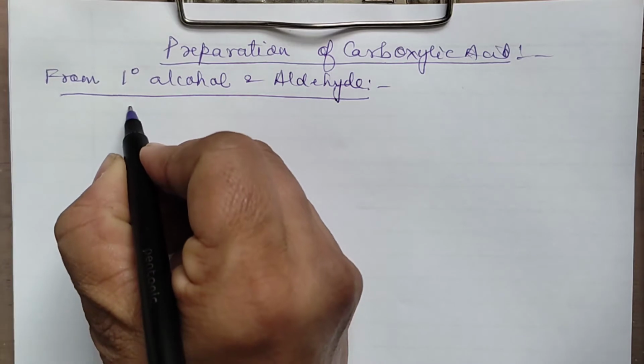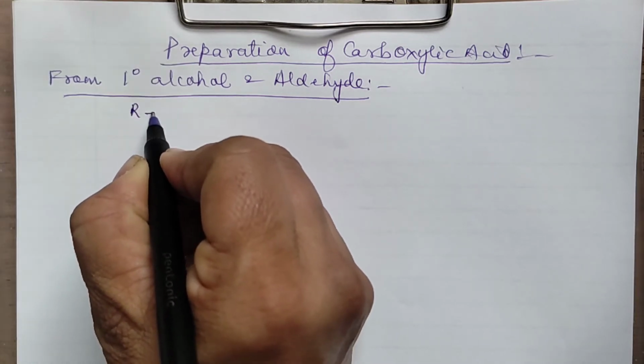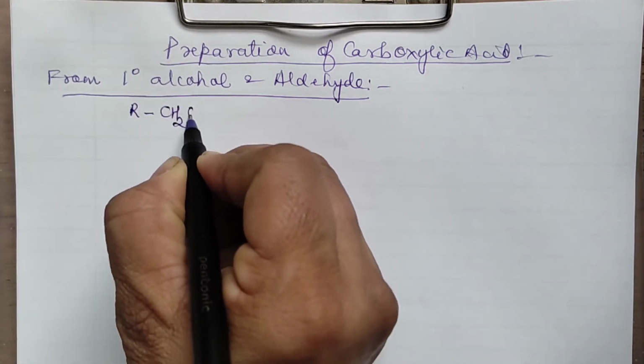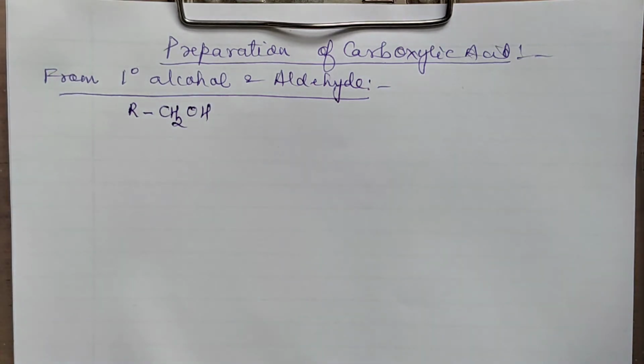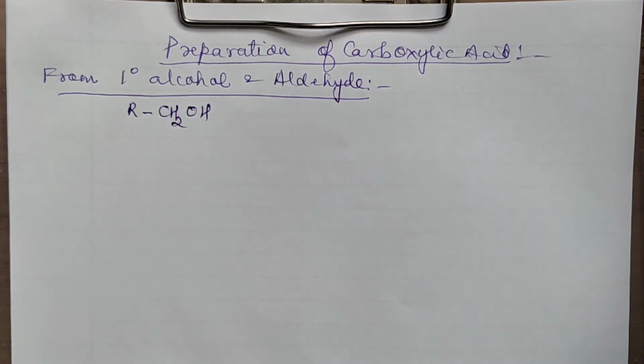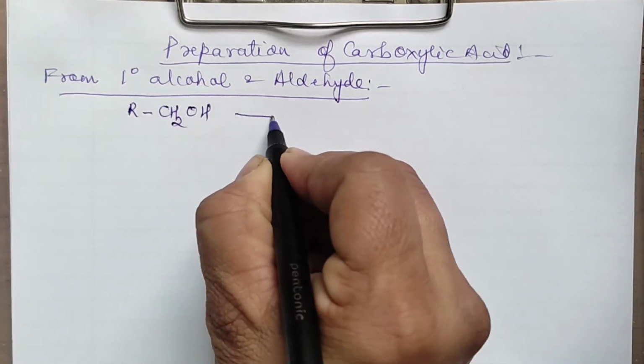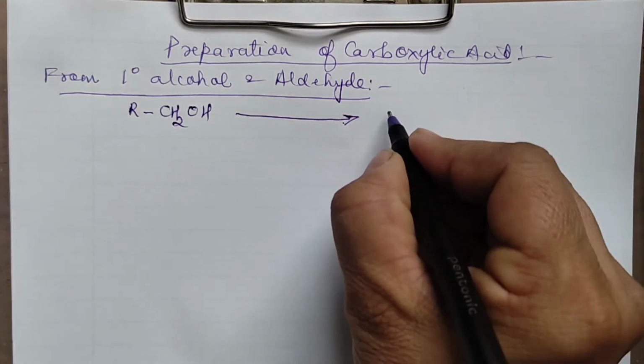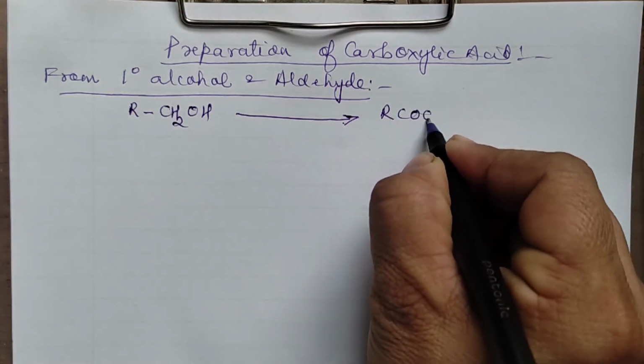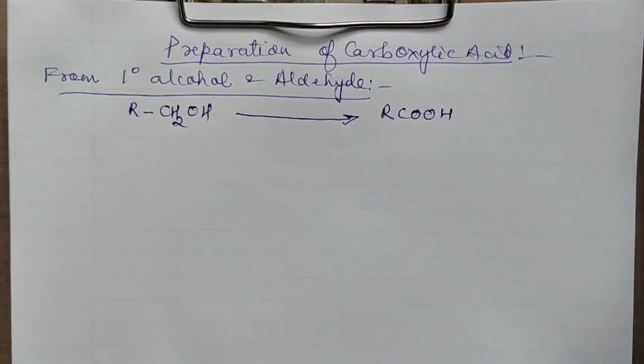So primary alcohol means, suppose we take say RCH2OH. You know how do you identify primary alcohol? Primary alcohol is by CH2OH group. Okay, so when you are oxidizing it, you will be getting acid with the same number of the carbon atoms.